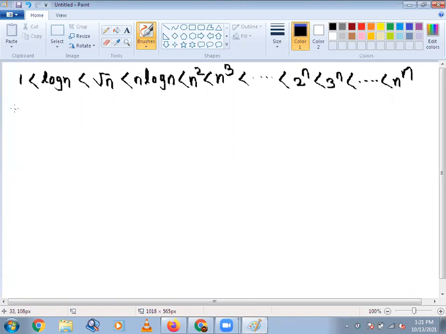Now we are going to see the concept of big omega. The symbol is like this. In general, it is known as the ohm symbol. But in this algorithm concept, this symbol is used for big omega.